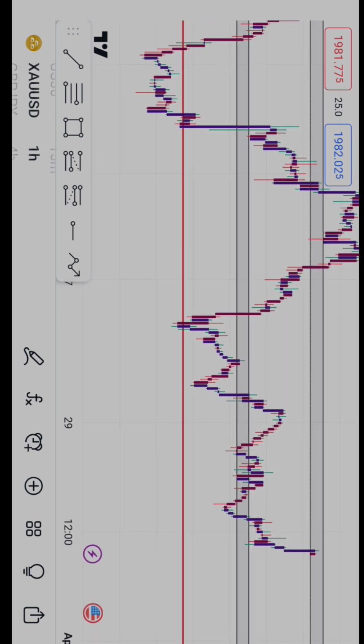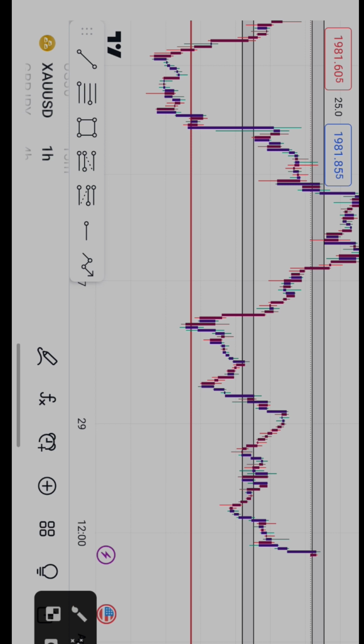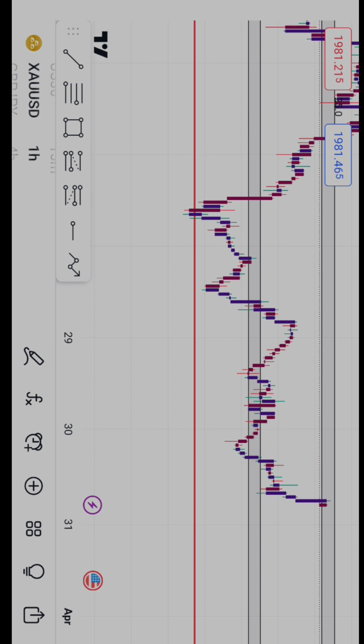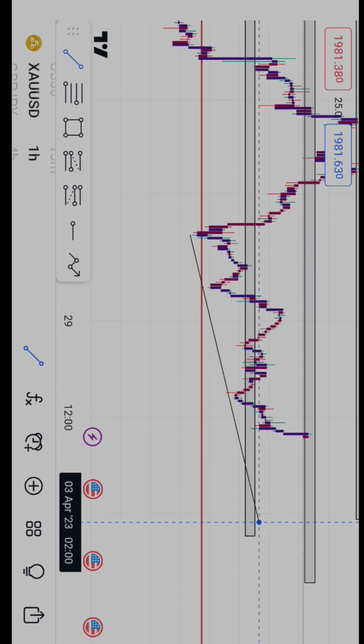But this over here is also part of the zone. This over here is actually a touch. Just because it didn't touch my level doesn't mean it didn't go to the zone. It went to the zone, but not to my level, but it did go to the zone. You see? So guys, don't fall in love with the zone you put yourself there. Okay, so we can see an uptrend here.